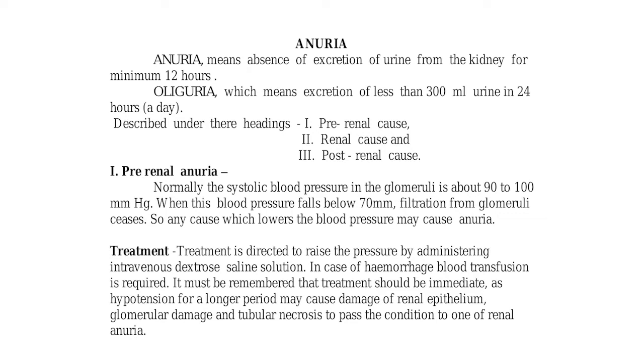Treatment is directed to raise the blood pressure by administering intravenous dextrose saline solution. In case of hemorrhage, blood transfusion is required. It will be seen that when the blood pressure is raised to a normal level, urine excretion also starts. It must be remembered that the treatment should be immediate, as hypotension for a longer period may cause damage of the renal epithelium, glomerular damage, and even tubular necrosis, to pass the condition to one of renal anuria.